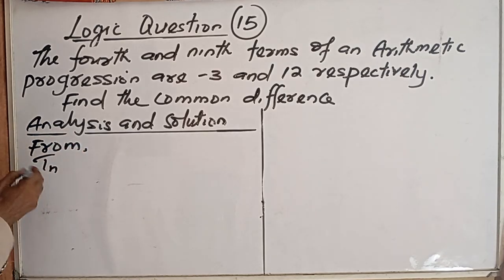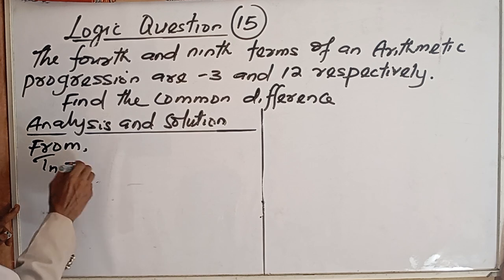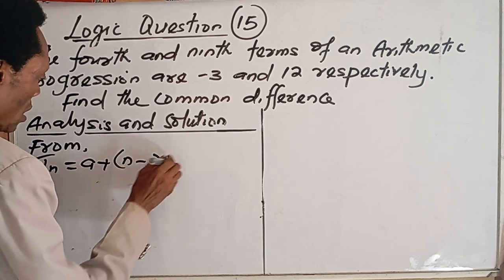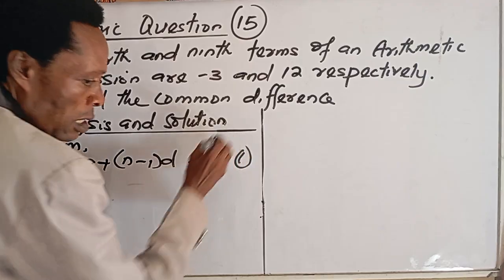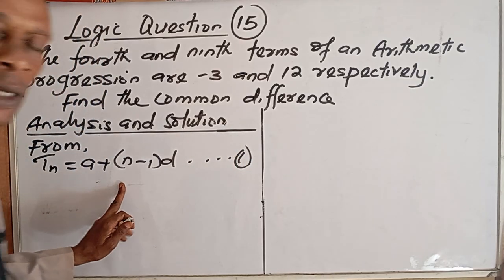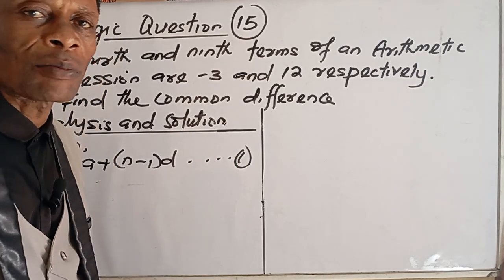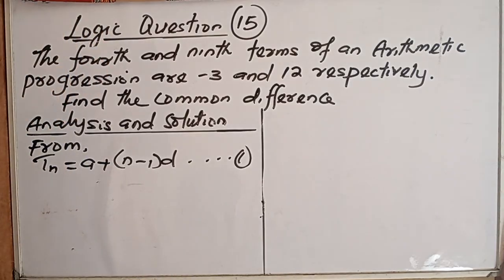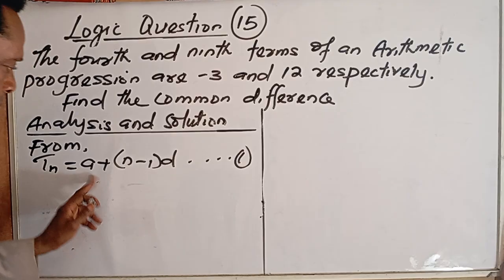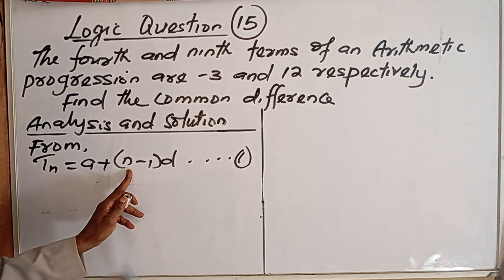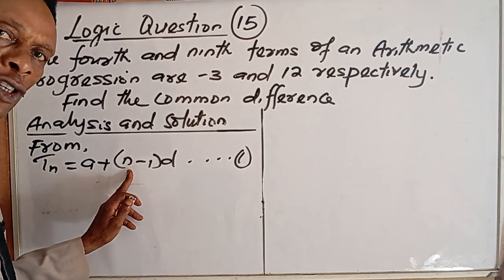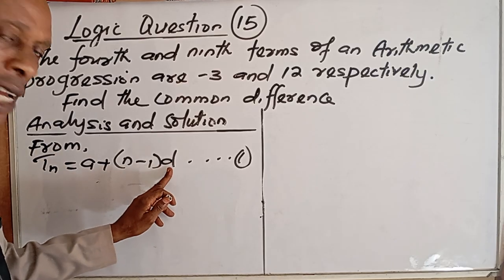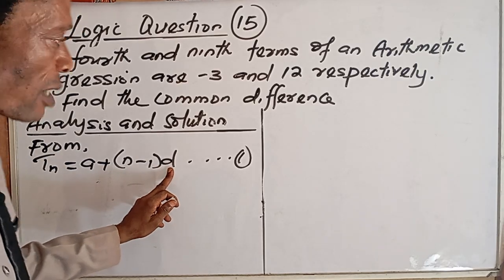The nth term, which we represent as Tn, equals A plus, open bracket, n minus 1, close bracket, d. So take note, this is the formula for calculating the nth term. A stands for the first term, n stands for the position that holds the value, and d stands for the common difference.